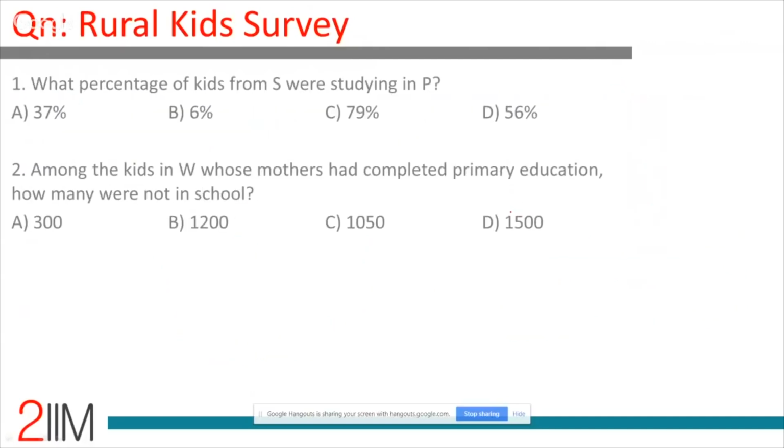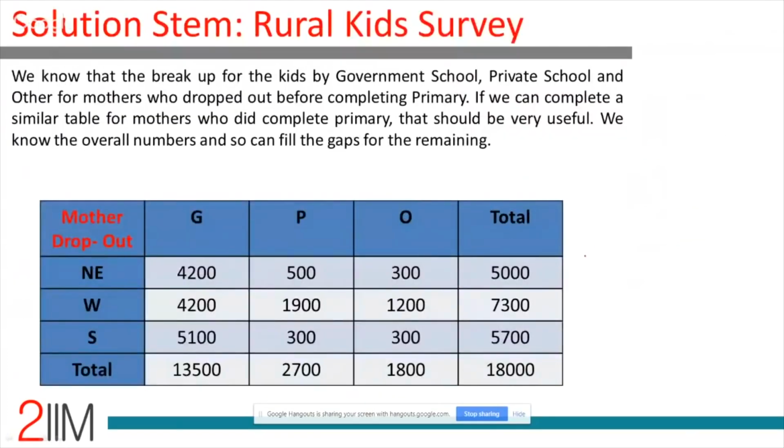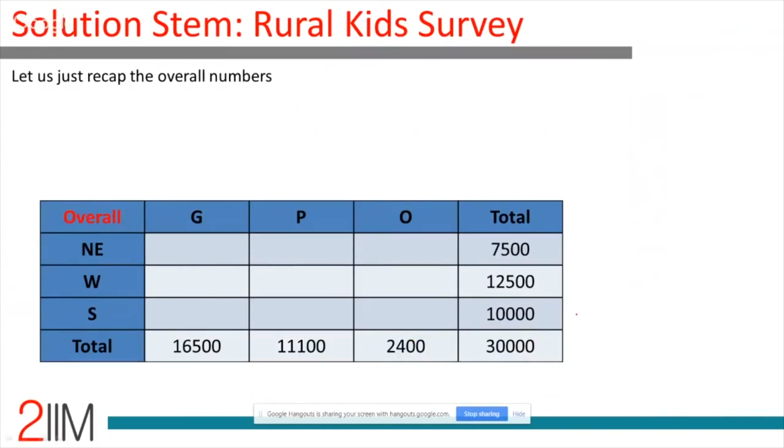The next step for me, these are the questions that follow. As far as the solving part is concerned, I know that this grid has been handed to me on a platter. Mothers who drop out, GPO, Northeast, West, South, given 3 by 3, 9 cells have been filled for me. These are the overall cells. So these are just added up. I add these 3, I'll get this. I add these 3, I'll get this. They are not new cells. Whereas these 9 cells are clearly new information that is handed out.